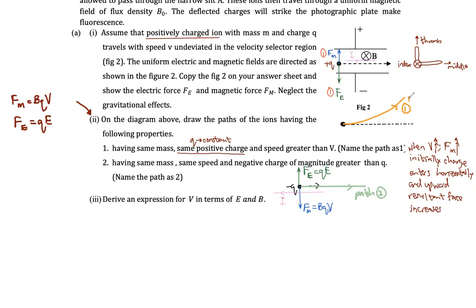I think this is path 1, right? Path 1, path 2. Why path 2 like this? If q is increased, both Fe and Fm will increase by the same factor, so there will not be a change in the path.